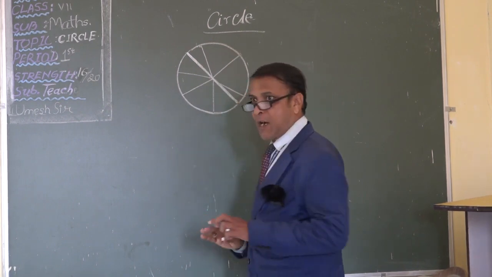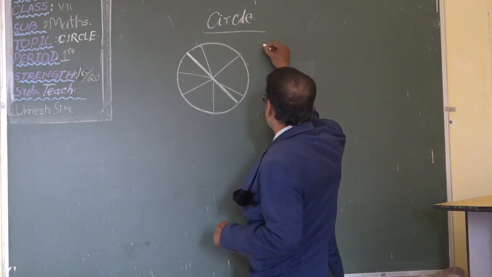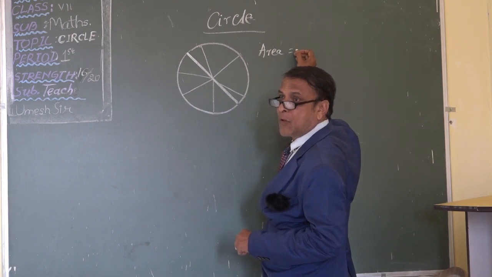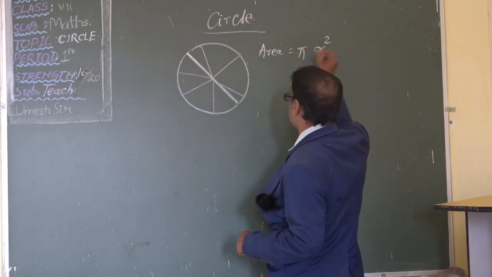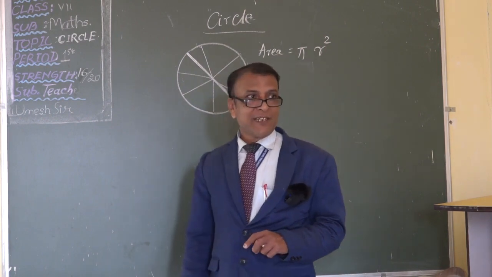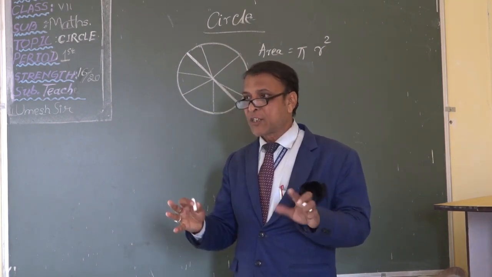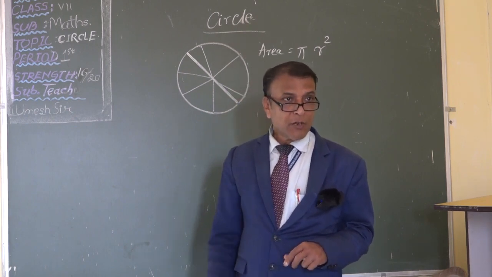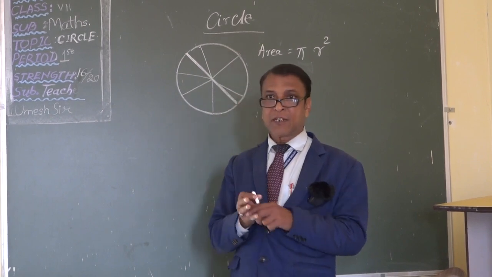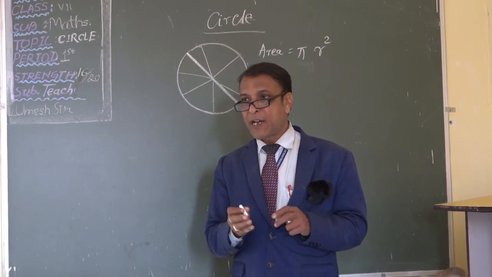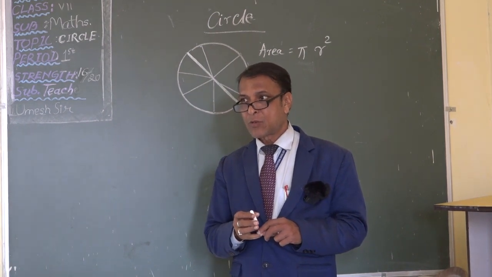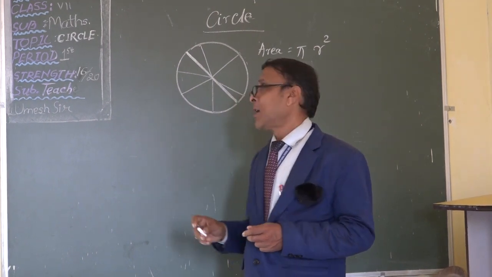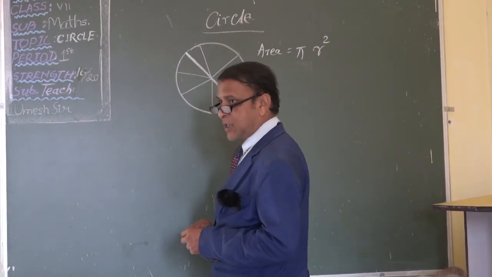Diameter. Already I have told you about all these things, and also I have told you, area of a circle is equal to pi r square. Suppose in a question r is not given, but d, diameter, is given. Then what will you do? First you will find the r, means radius. Whatever diameter is given to you, divide it by 2. You will get the radius. Then by using the formula, you can get the area of the circle.